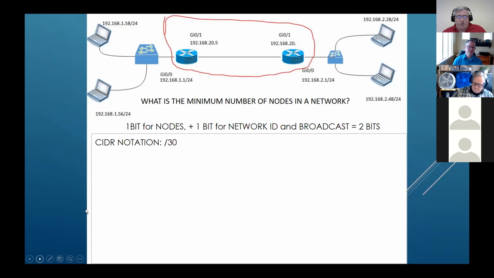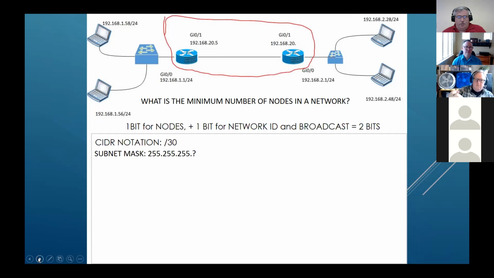So CIDR notation would be a /30 because you've got 32 total bits normally. But if you're only going to use 2 of them for your nodes, then you have 30 for your networks. That makes sense?